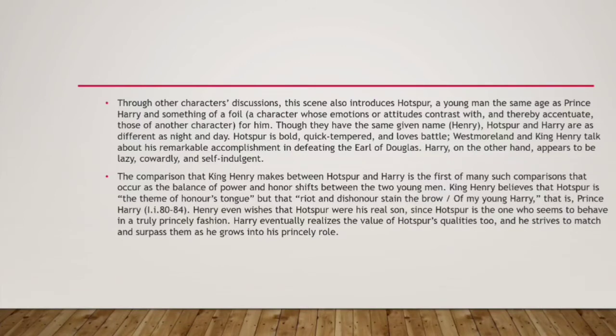Now, why is it that Shakespeare portrayed Hotspur as the same age as Harry? Because he wants to provide Prince Hal, or Harry, a foil. That is, Hotspur's character, emotions, and attributes should contrast with Harry's character, emotions, and attributes. So they function as contrasts to each other.